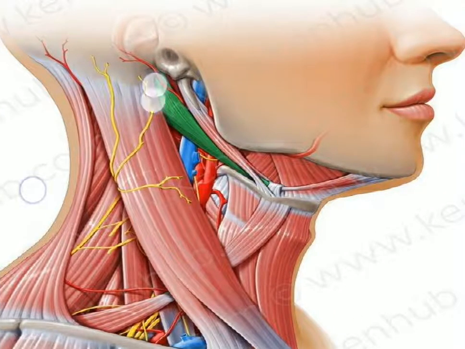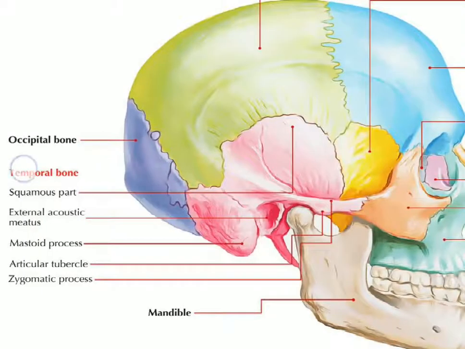So this is the posterior belly. It is coming from the mastoid notch, getting inserted into the same place. So this image of the skull bone is showing various parts, but we are concerned here with the temporal bone. This is the mastoid process, and somewhere here we'll have the mastoid notch from where the muscle takes origin.